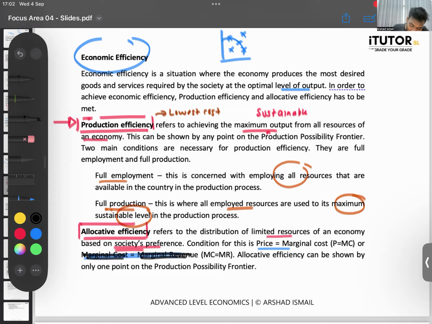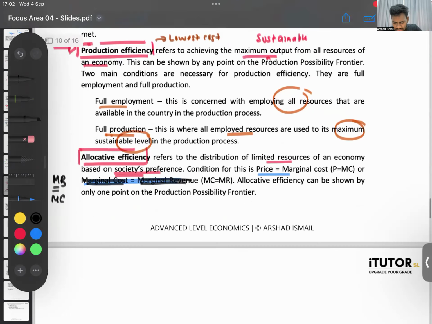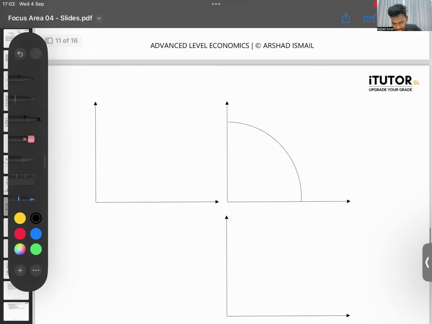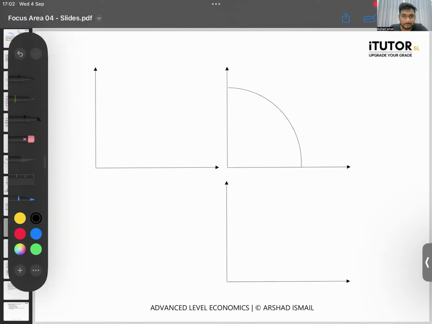Or marginal benefit has to be equal to marginal cost. That is the condition. So that's the story. I kind of summarize. If this is the first time that you're hearing, this will be complete Greek. Hope you all remember. Now we look at how to show this on a PPC.